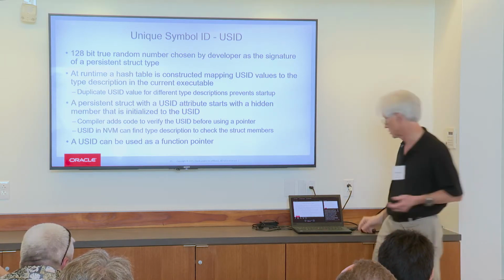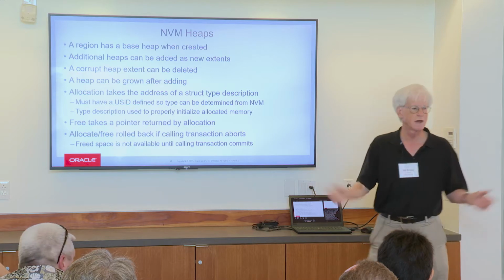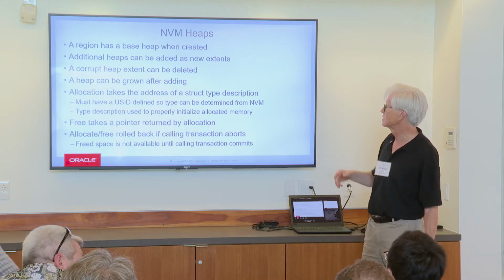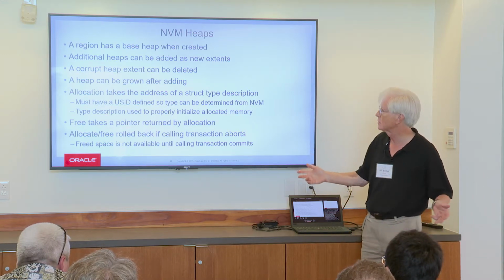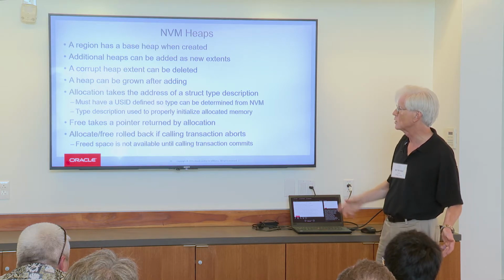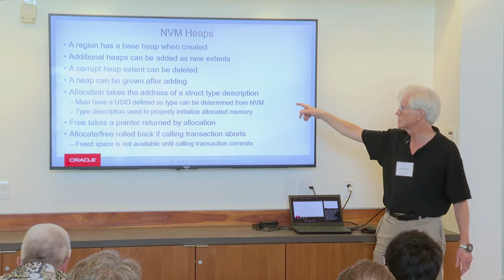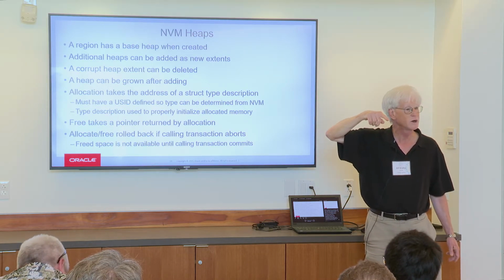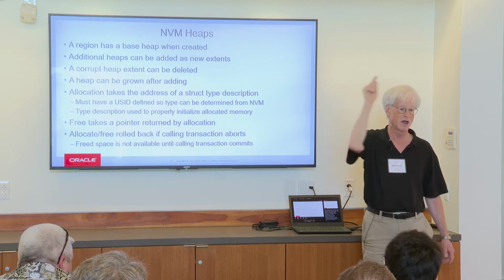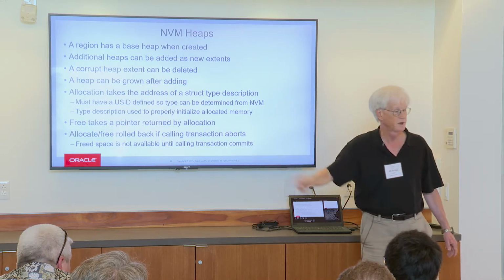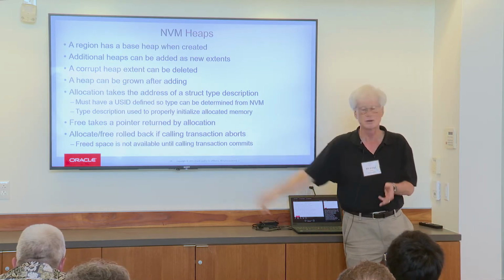And you can use a function pointer. Oh, heaps. When you create a region file that has a base heap, additional heaps can be added as new extents, or you can have an extent that's just managed by your application. You can grow heaps as long as you have some virtual address space after them. When you do an allocation, you don't say malloc and give the size. You say allocate out of this heap, for this type of struct, and I want this many of them. You can also say it ends in a zero length array, and it's going to be this many entries in that zero length array.